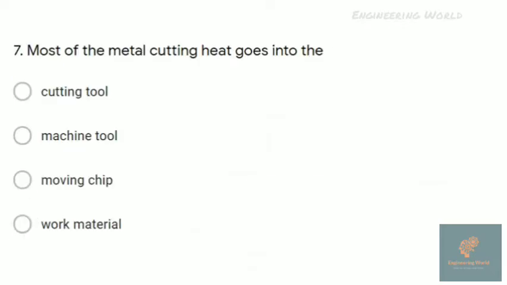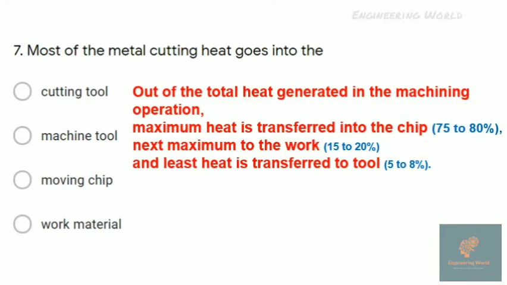Then the next question is, most of the metal cutting heat goes into. Out of the heat generated in a machining operation, maximum heat is transferred into the chip, that is 75 to 80%, then 15 to 20% to the work, and the remaining 5 to 8% to the tool. So the correct answer for this is the moving chip. Most of the metal cutting heat goes into the moving chip.